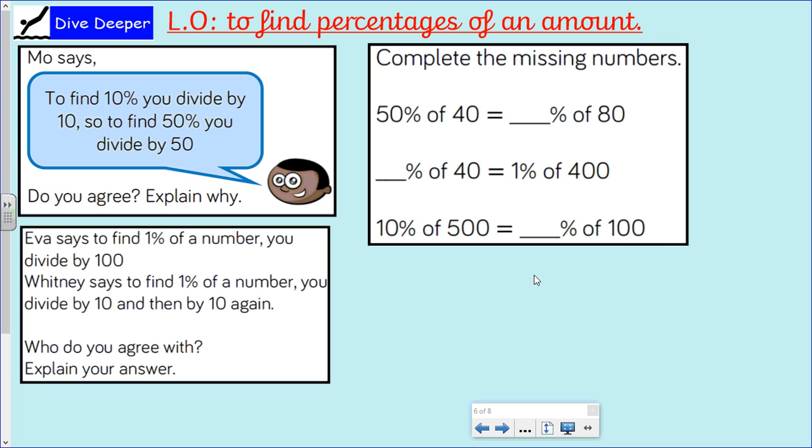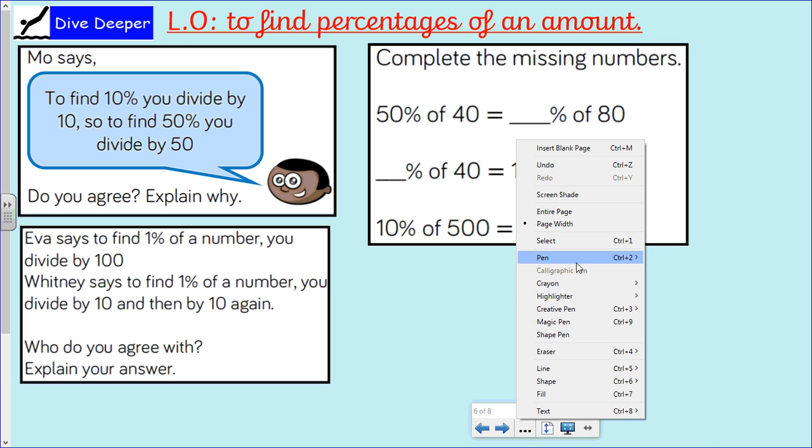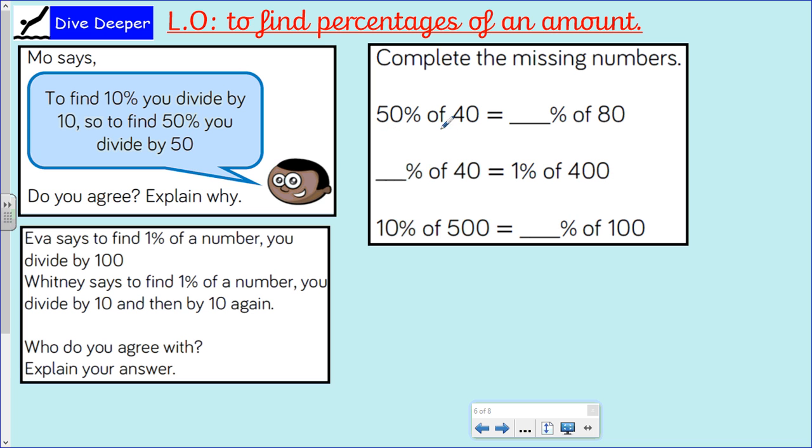This one's slightly trickier, okay? You need to remember that the equals sign means that this side of the equals sign must be equal to this side of the equals sign. So just a little hint to work this out. 50% of 40, work that out first. So I know that 50% of 40 is a half of 40, so that's 20. I'm not going to give you the answer to this, but you need to make this equal to 20.